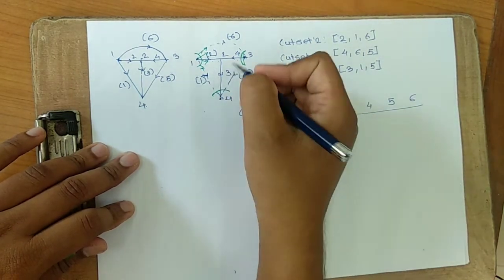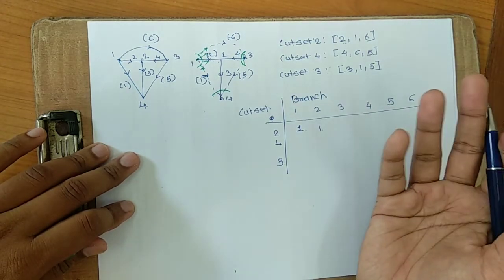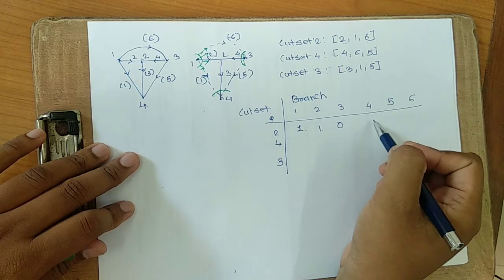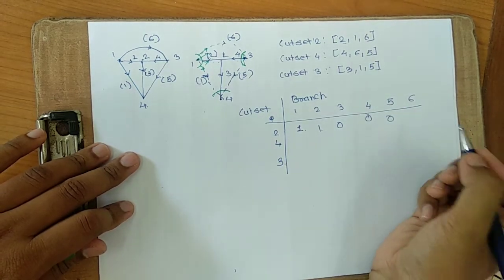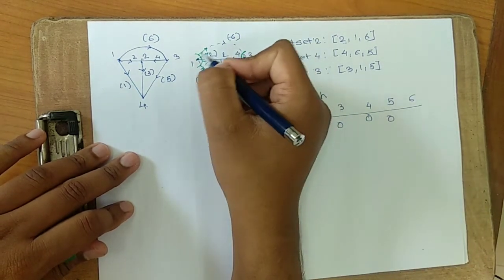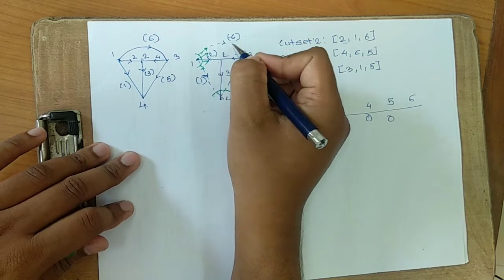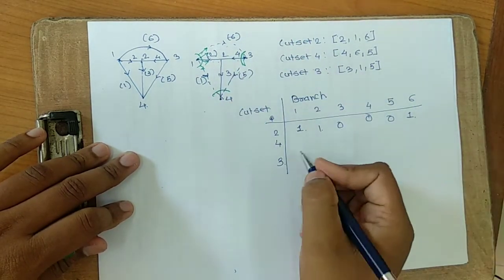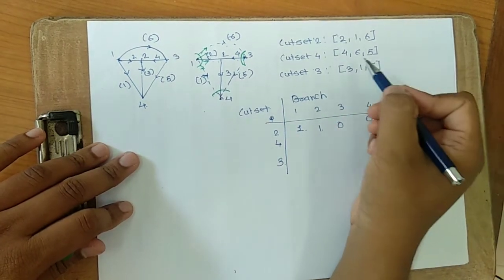Next is the third branch. The third branch is not in cut set 2, so it is 0. The fourth branch is also 0, and the fifth branch is also 0. What about the sixth? Yes, 6 is available. The direction of the cut set and the direction of 6 are similar, so it is 1. Okay, next is cut set number 4, that is 4, then 6 and 5.